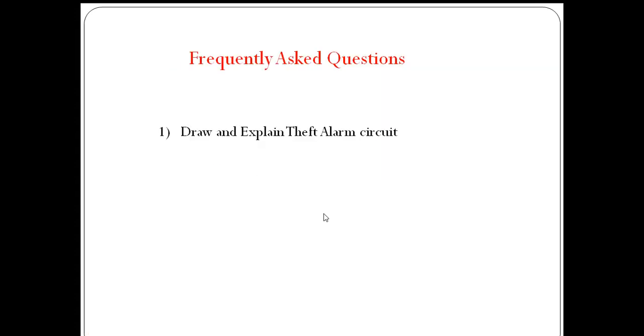And they are asking another question: try and explain the theft alarm circuit. On similar lines, we have to draw the connection diagram of this burglar alarm circuit, explain the operation, and mention the applications.